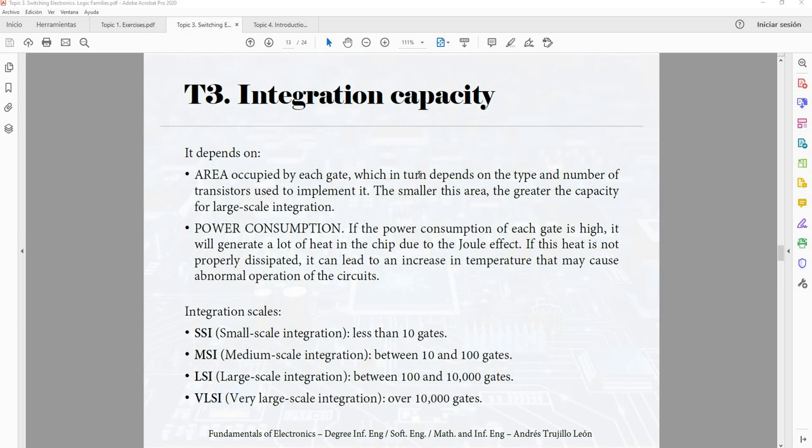We also saw the integration capacity, that has to do with the area and the power consumption of the transistors that are behind the logic gates. According to the quantity of gates we have in a chip, in an integrated circuit, we have these 4 scales of integration: the small scale, the medium scale, the large scale, and the very large scale integration, that is more than 10,000 gates in a chip, and it is the most widely used nowadays.